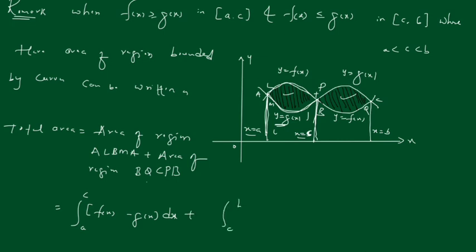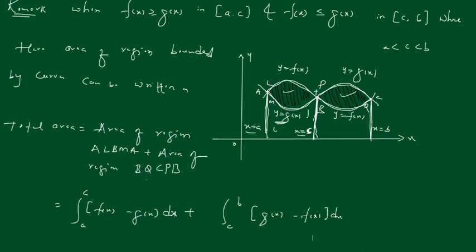plus integration c to b, again, of g of x minus f of x dx. So here this term is what, this area is what, total area is g of x minus this area, right? So it is nothing but integration c to b of g of x minus f of x dx. So the area bounded between the curves y equals f of x and g of x. So let's see one or two examples based on this. After solving one or two examples, we will go for exercise 8.2.